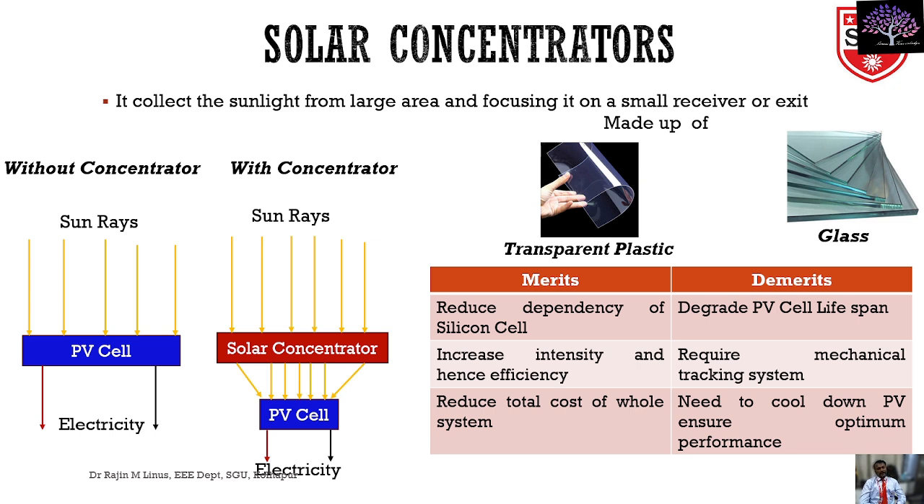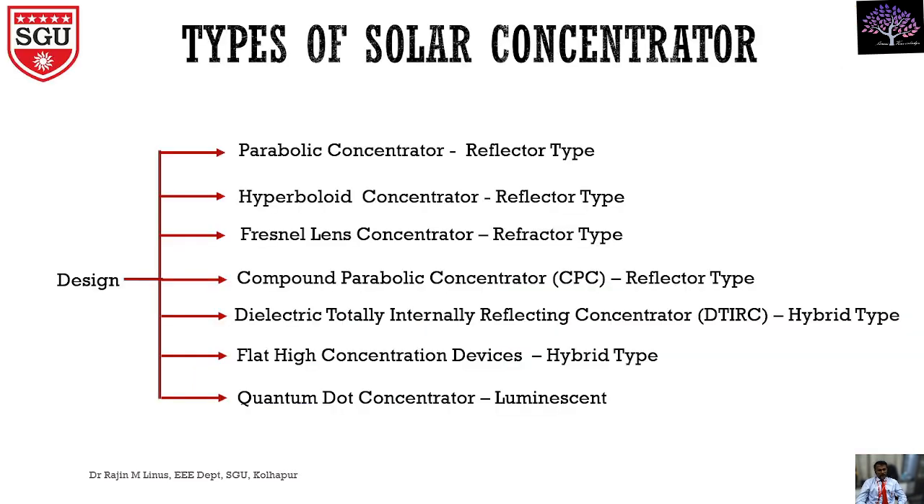As I told already, all the solar light will be focused on the PV cells, so the PV cell will surely get damaged. Due to that, we need a cooling system for the PV to ensure the optimum performance of the solar panel. So these are the merits and demerits of the solar concentrator. Let us go to the next slide.